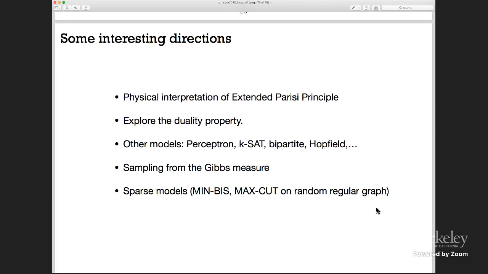The question of sampling is also an interesting one. Instead of considering optimization, you can consider the problem at positive temperature. And how can you produce a sample from the Gibbs measure at low temperature? So we do not know. And another extension would be to consider sparse models. Instead of having fully connected graphs, you can look at models that are built on random regular graphs with, say, constant degree. Can you, for instance, get the value of min bisection or max cut using this type of approach?